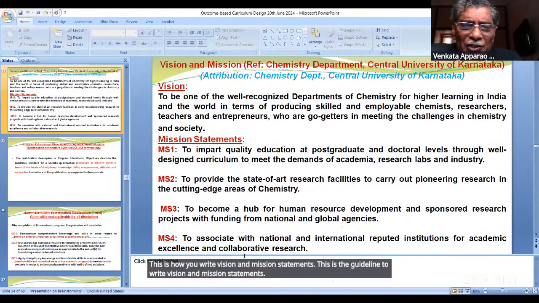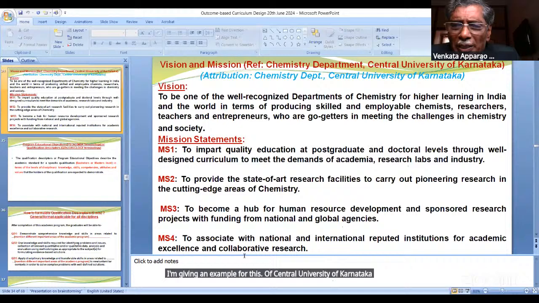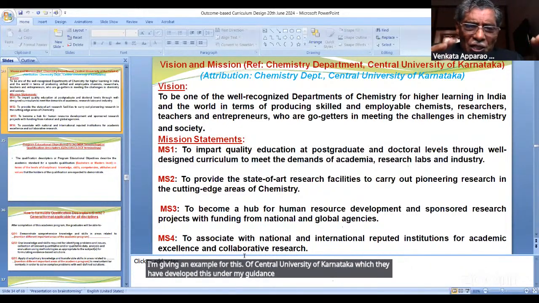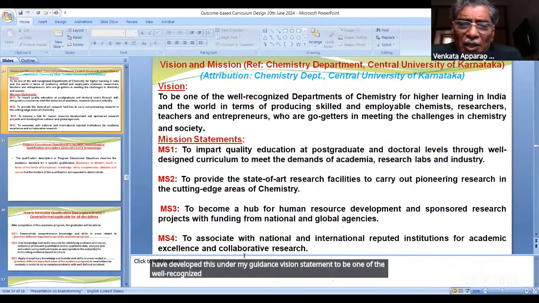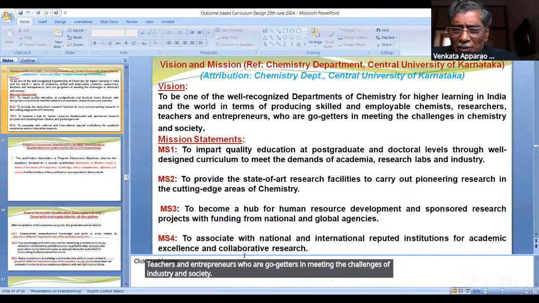I am giving an example of the Central University of Karnataka, which developed this under my guidance. Vision statement: to be one of the well-recognized departments of chemistry for higher learning in India and the world in terms of producing skilled and employable chemists, teachers, and entrepreneurs who are go-getters in meeting the challenges of industry and society. That is the vision statement.